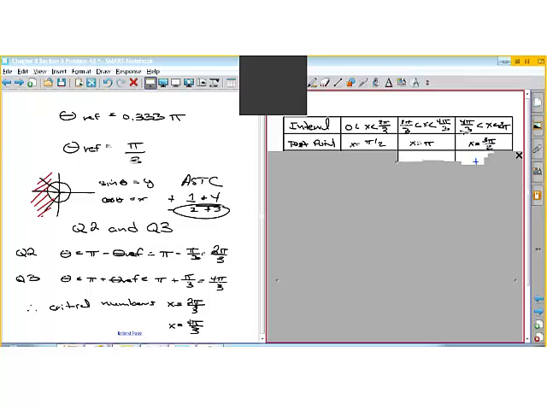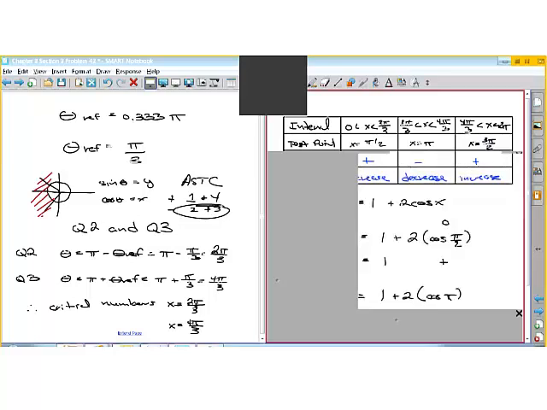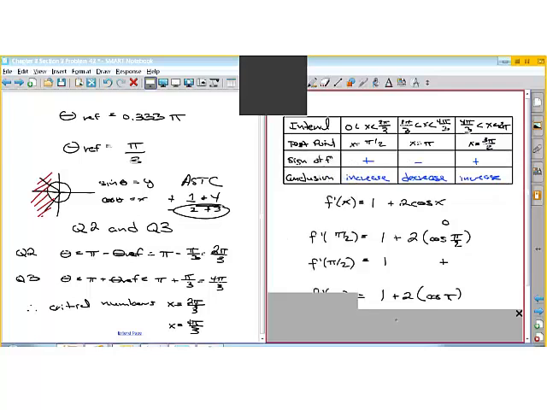So we plug in pi over 2: 1 plus 2 times the cosine of pi over 2. Cosine of pi over 2 is 0, so you just get 1. That's positive, so you put positive in your table. The second one is pi, so you get 1 plus 2 times the cosine of pi. Cosine of pi is negative 1, so you get 1 plus 2 times negative 1, which is negative 2. 1 minus 2 is negative 1, which is negative. You put that into your table.